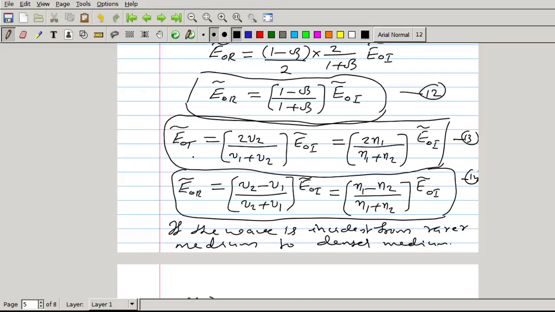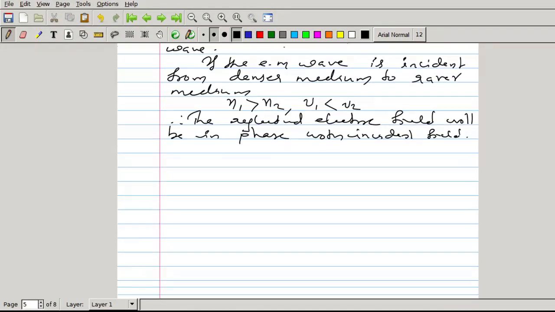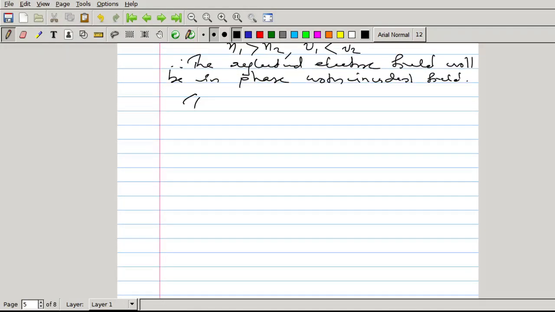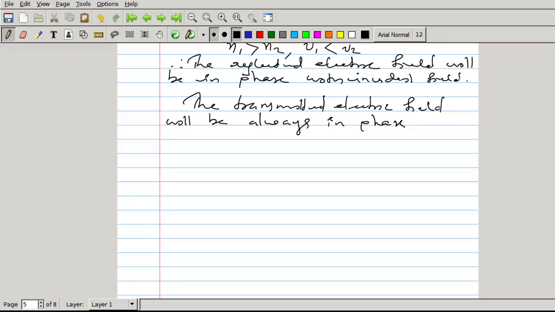Now consider the transmitted wave. Transmitted wave is 2v2 by v1 plus v2. That means the transmitted wave is always in phase with the incident wave. So the transmitted electric field will always be in phase with the incident wave.